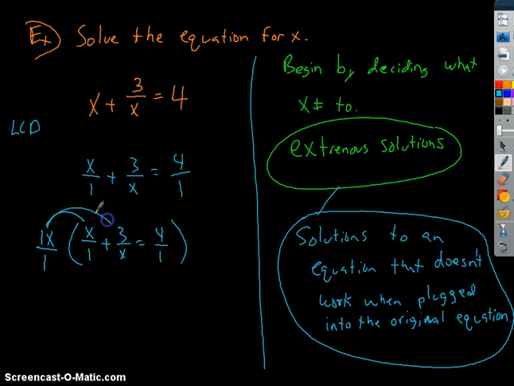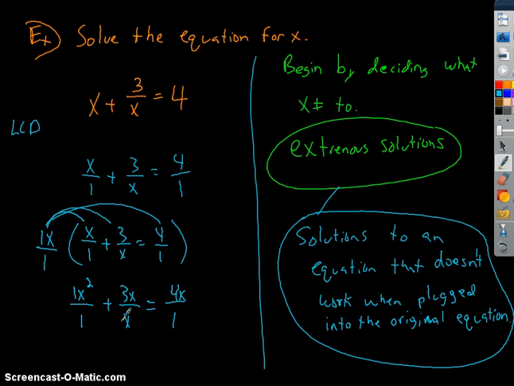So I distributed each one of those. I want to have x in the numerator for each one of those. So that makes it 1x squared all over 1 plus 3x all over x plus 4x equals 4x over 1.